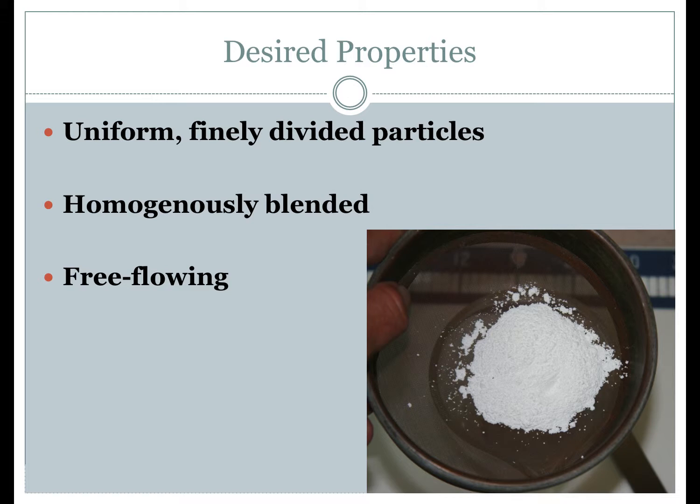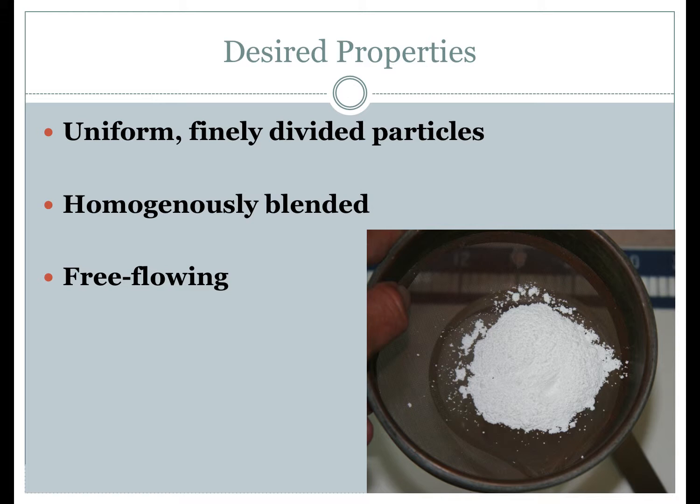The first is that the powder should contain uniform, finely divided particles. The reason uniform particle size is important is that particles of different sizes tend to stratify as the product sits between doses. Stratification, in turn, can cause inaccurate dosing. To prevent this, pharmacists use sieves, as pictured on this slide. Sieves are available in different sizes and can be used to obtain powder of uniform particle size.